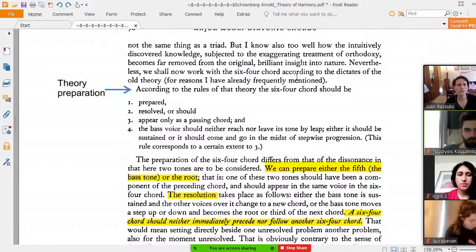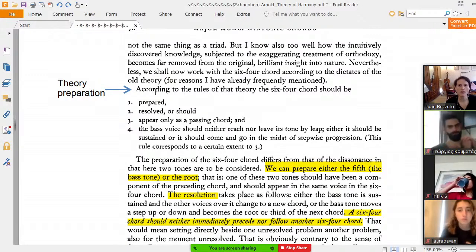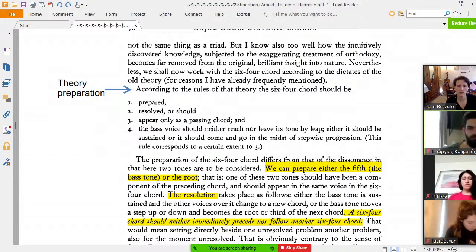We shall now work with the 6-4 chord according to the dictates of the old theory, for a reason I have already frequently mentioned. So, the preparation, basically. You have to memorize this. According to the rules of that theory, the 6-4 chord should be: 1. Prepared. 2. Resolved. Or 3. Appear only as a passing chord. And 4. The bass voice should neither reach nor leave its tone by leap. Either it should be sustained or it should come and go in the midst of stepwise progression.